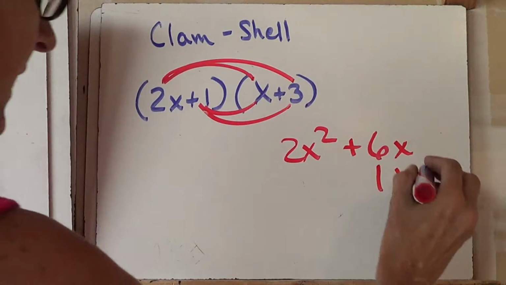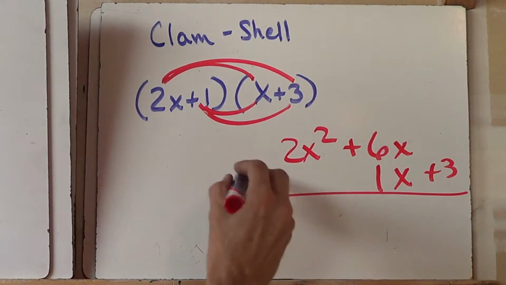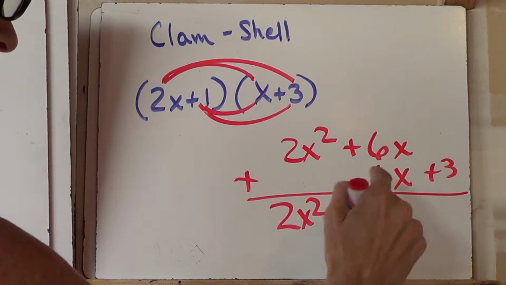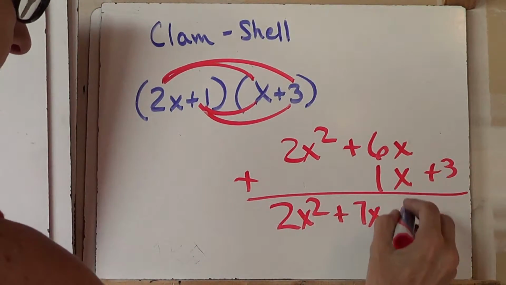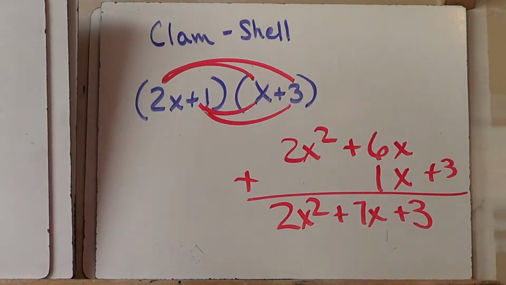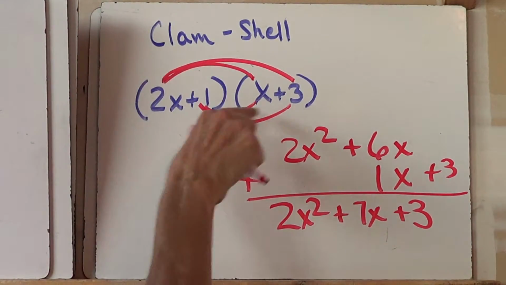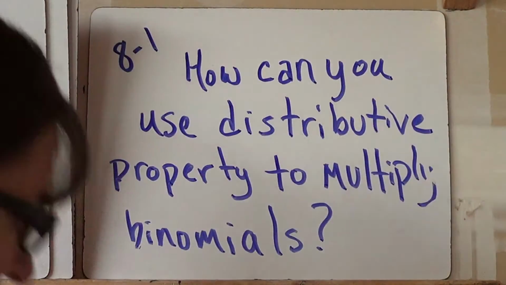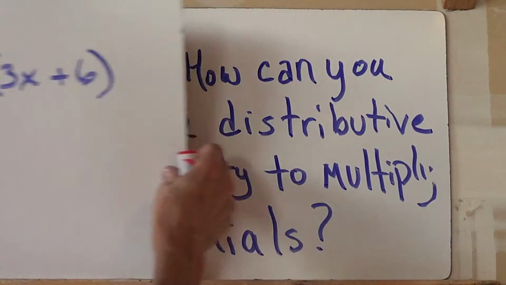1 times 3 is 3. Now add all those together. 2x squared, 6x and 1x is 7x, and 3. So there is that way to do it. That's called clamshell because it looks like a clamshell, or some people will say a crawdad pincher. But clamshell's been the most popular. Okay, FOIL is a very popular one.